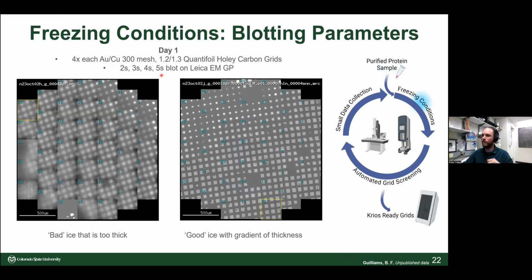Thinking about freezing conditions, I was working with either gold or copper 300 mesh Quantifoils, standard grids here, and had a variety of blot times, working on the Leica EMGP. Most people doing single particle are probably using the Vitrobot. We're using the Leica counterpart, largely because we knew we were going to be getting one in our lab. It's one that I had used before for cell work. So if I was going to be making samples at home, I was going to be making them on this. So better to optimize on something that we're going to be able to use in the future, right?